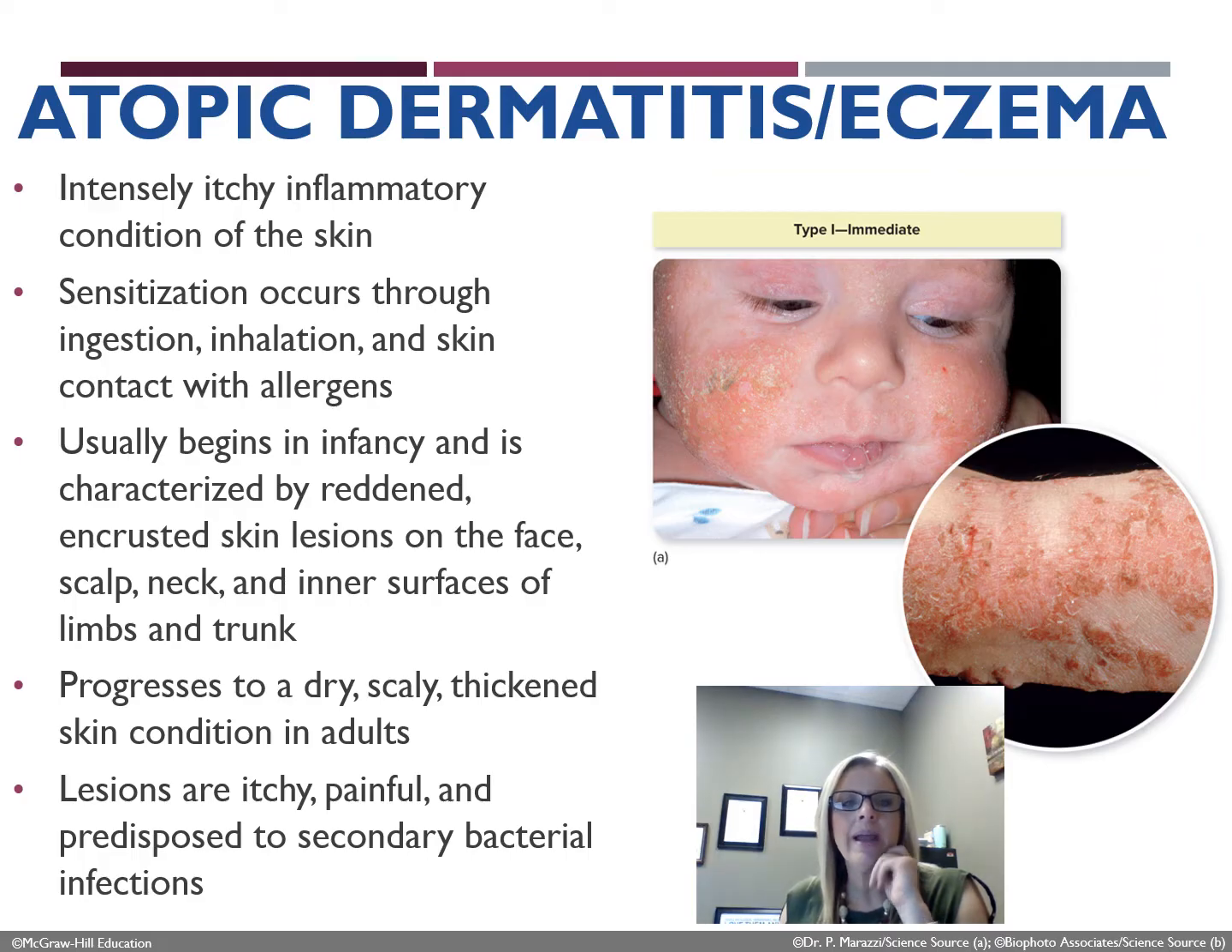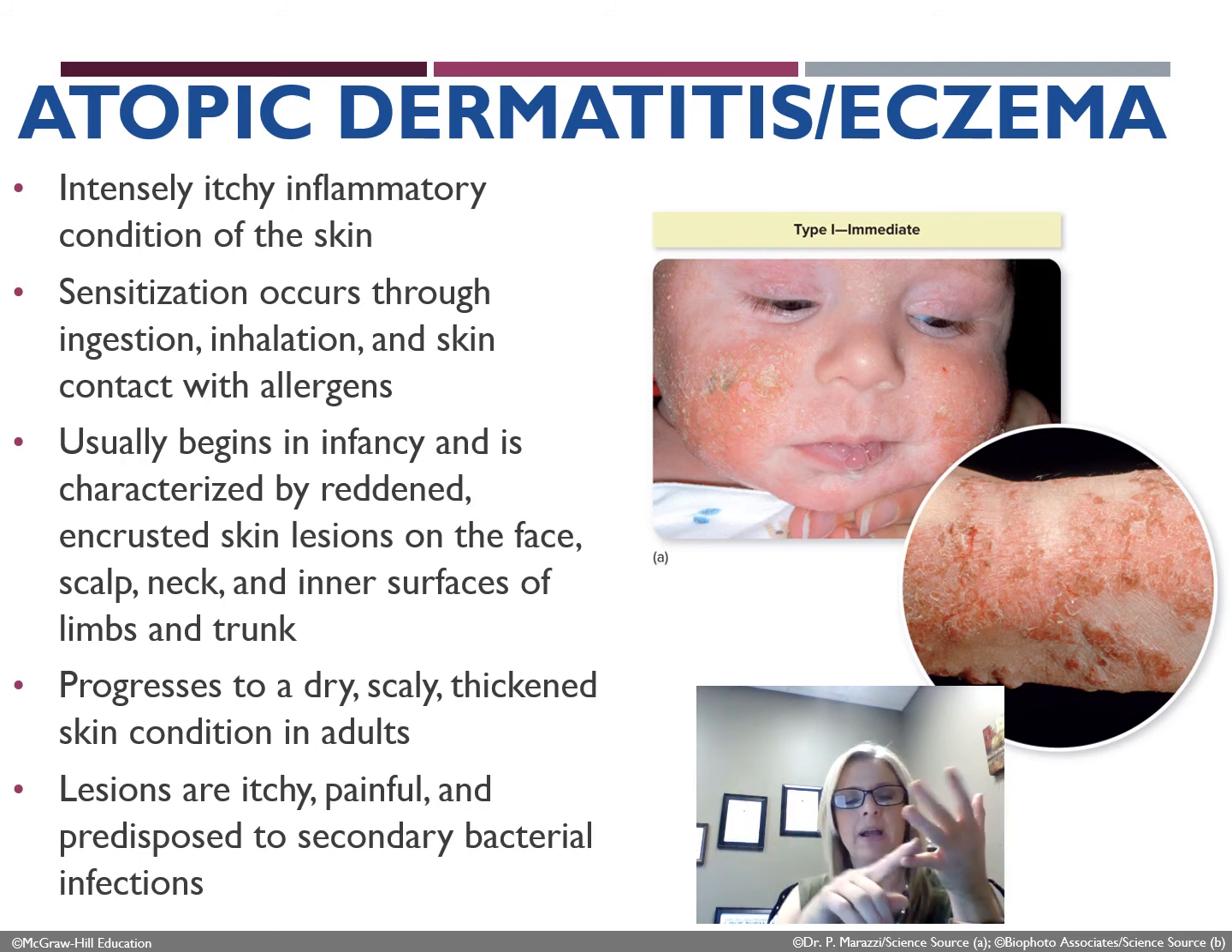All right, so atopic dermatitis and eczema, all right? Pretty common condition. You have itchy, inflamed skin. You often have a rash. These are some pretty severe cases here. This is a vesicular rash with encrusted lesions. It does not always get crusty like that, but it definitely can.